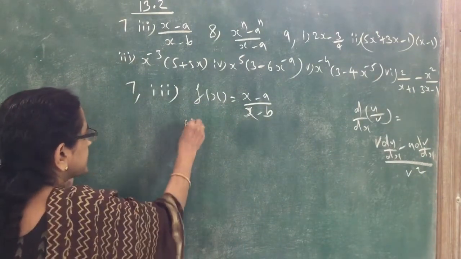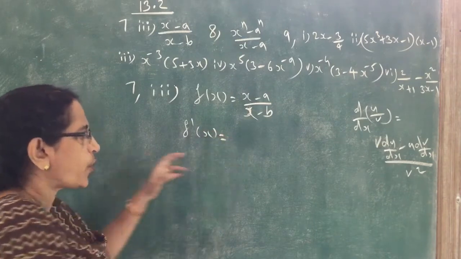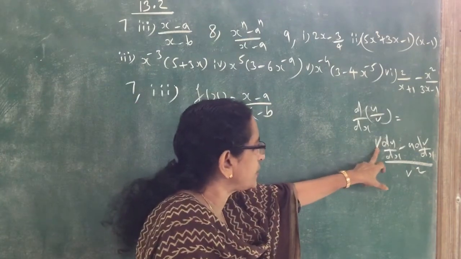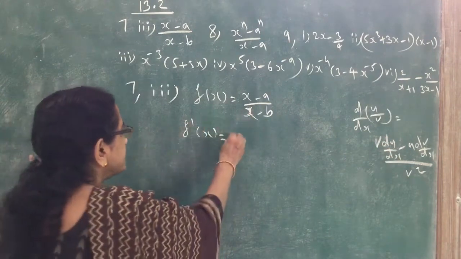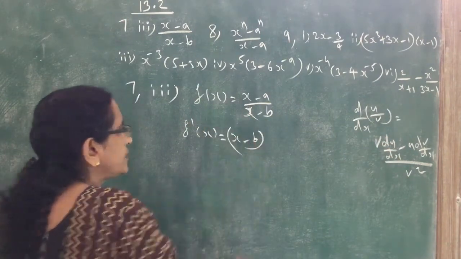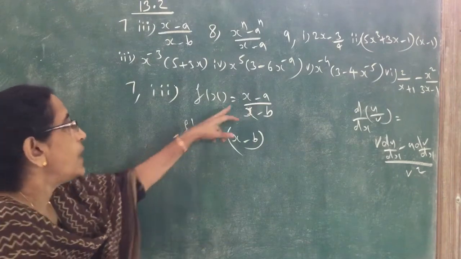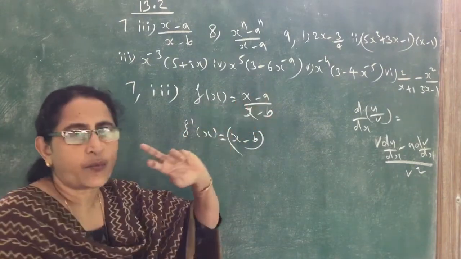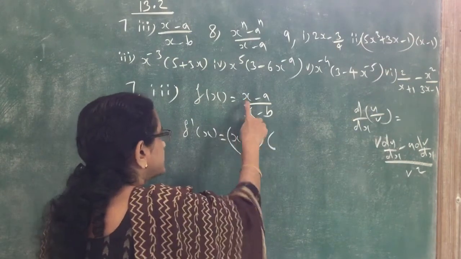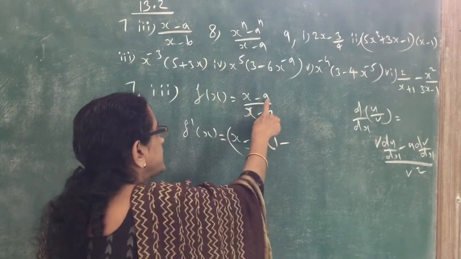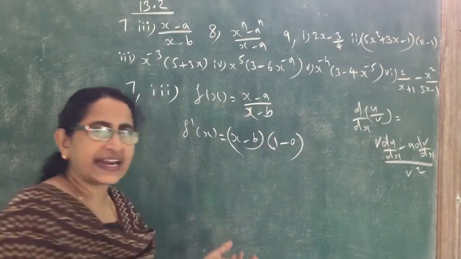So f dash x equals, apply the quotient rule: denominator into derivative of numerator. The denominator is x minus b. So (x minus b) into derivative of numerator. What's the numerator? x minus a. What's the derivative of x minus a? The derivative of x is 1, minus derivative of a, which is 0. So directly we can apply.